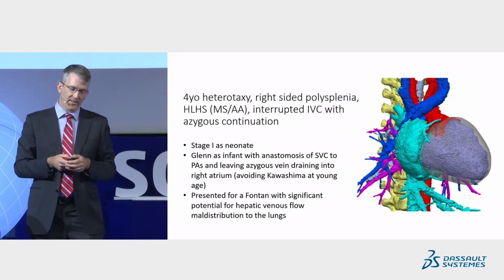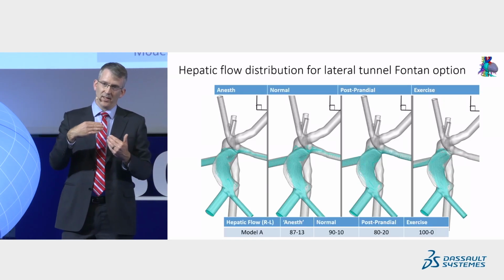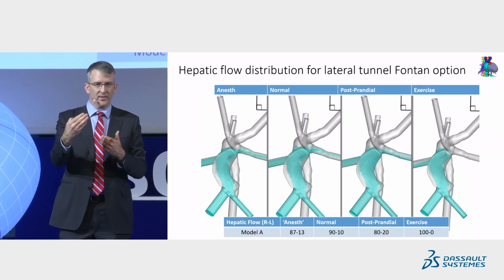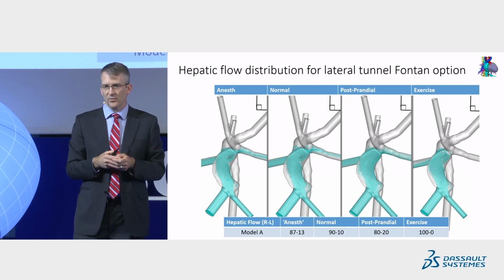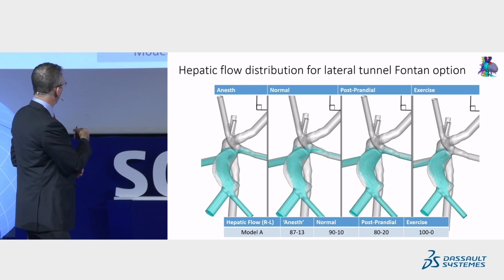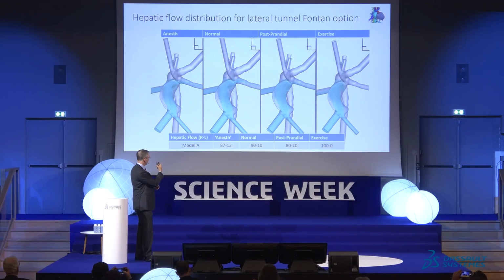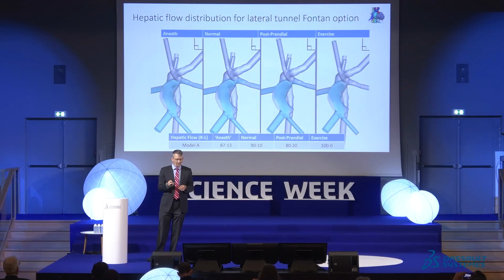So getting back to our Fontan patient, we were able to do CFD to understand, okay, for the operation that we would have done, how well was that hepatic venous flow going to be distributed? And you can see here, under normal resting conditions, we're going to have 90% of the hepatic venous return to the right lung and 10% to the left lung, and certainly that's not going to work.